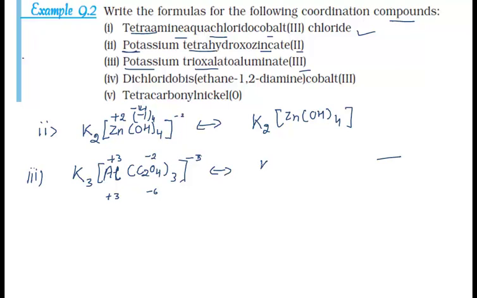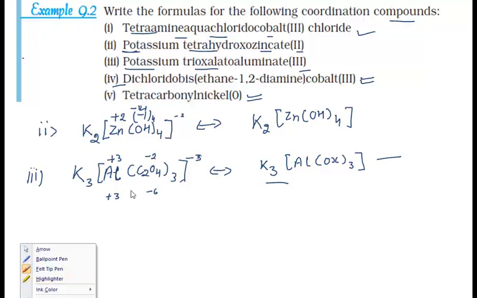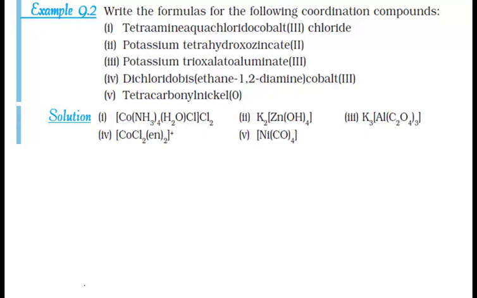So finally, the formula of the complex is K3[Al(C2O4)3]. I can also write this oxalato as ox, one and the same thing, 3 times. This can be written as ox or C2O4. Okay. So this is the complex. Then going to the fourth one, dichloridobis(ethane-1,2-diamine). This we have already discussed. Then tetracarbonylnickel. This we have already discussed. Okay. So these were the formulas of some of the complexes, how to write the formula. I hope you will remember this now. Now you can check these complexes. Okay.